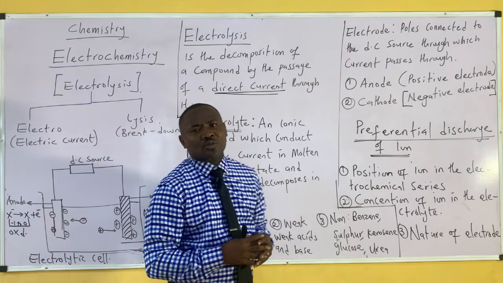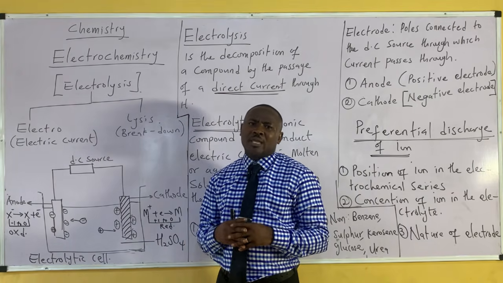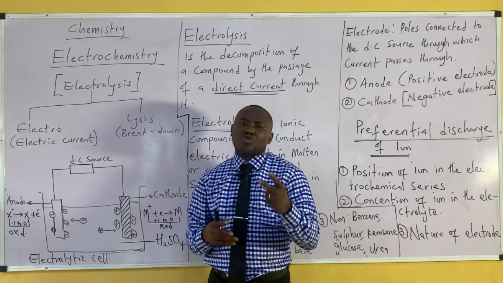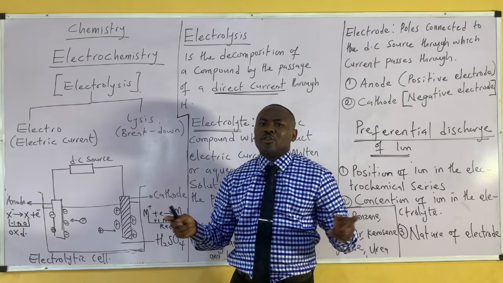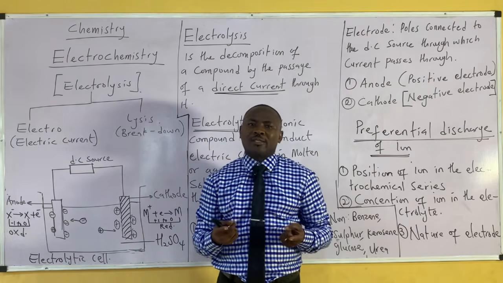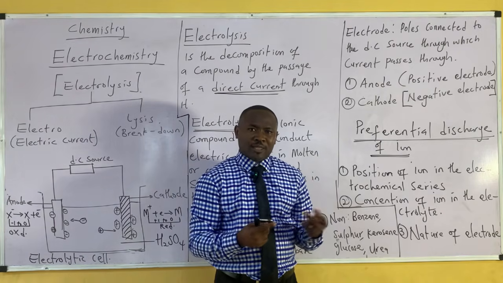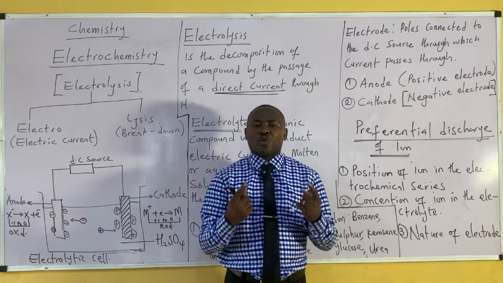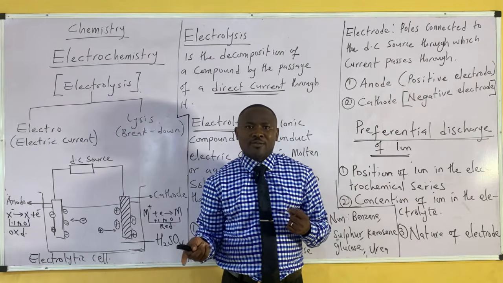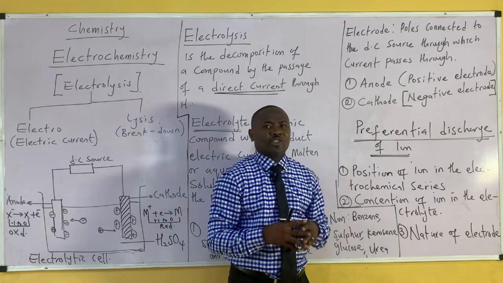Now, when the electrolyte decomposes, not all of the ions are able to migrate. For instance, where you have two positive ions or two negative ions, both of them cannot migrate towards the pole. So one of them is preferred over the other. One of the positive ions is preferred, and one of the negative ions is preferred. So you now have one of the ions migrating to the electrode, leaving the other in the solution, either a positive ion or a negative ion. That leads us to what we call preferential discharge of ions.